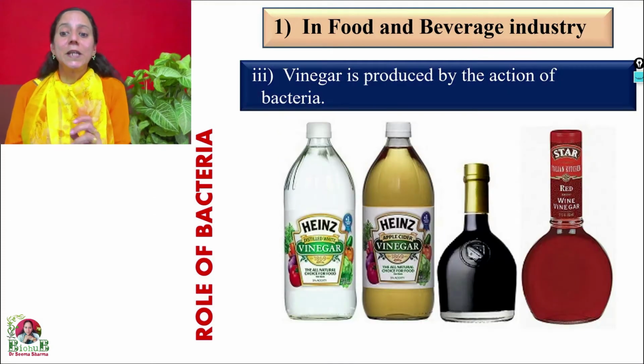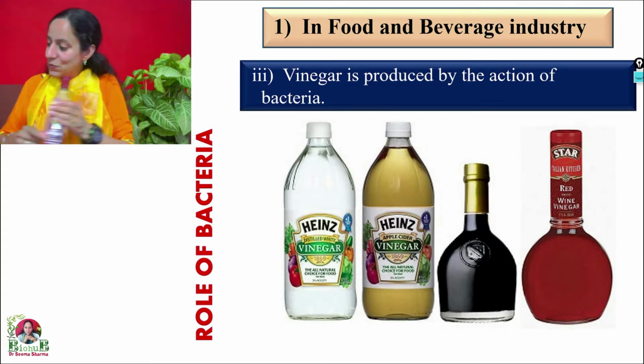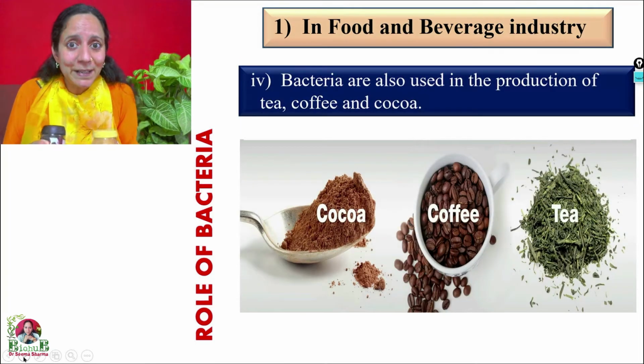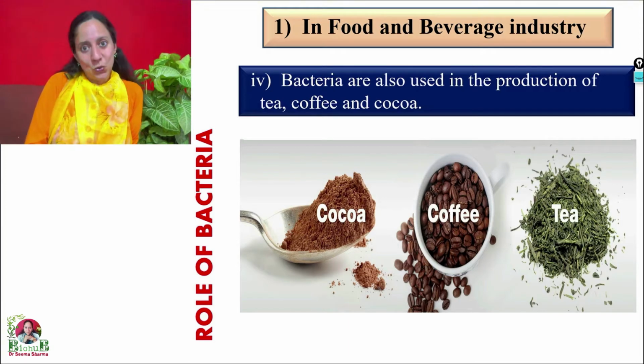Next is vinegar or acetic acid. Viewers, this is vinegar, and it is also produced by the action of bacteria. Bacteria are also used for the production of tea, coffee, and cocoa powder.